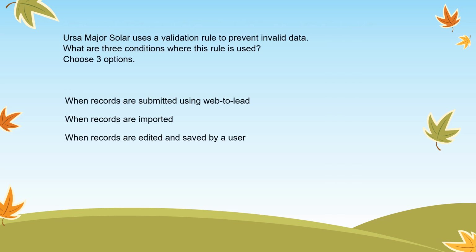Ursa Major Solar uses a validation rule to prevent invalid data. What are 3 conditions where the rule is used? Choose 3 options. When records are submitted using web to lead, when records are imported, when records are edited and saved by a user.